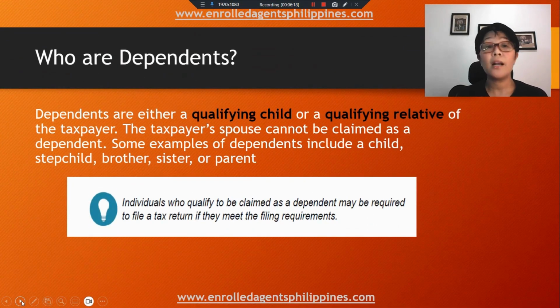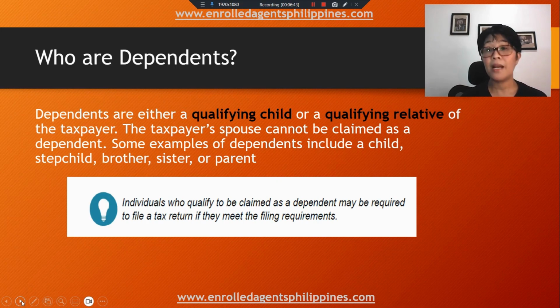Okay. Who are dependents? So may dalawang klase ng dependent. Dependents are either a qualifying child or a qualifying relative of a taxpayer. The taxpayer's spouse cannot be claimed as a dependent. Some examples of dependents include child, stepchild, brother, sister, or parent.